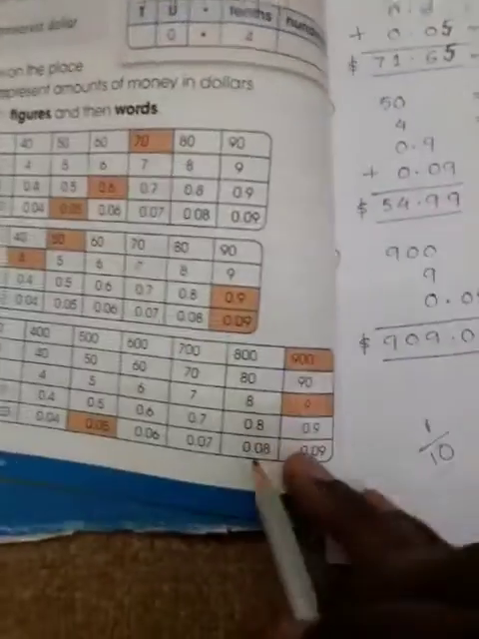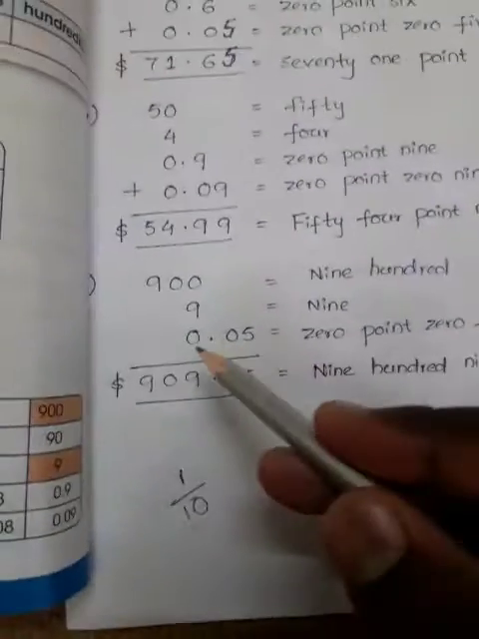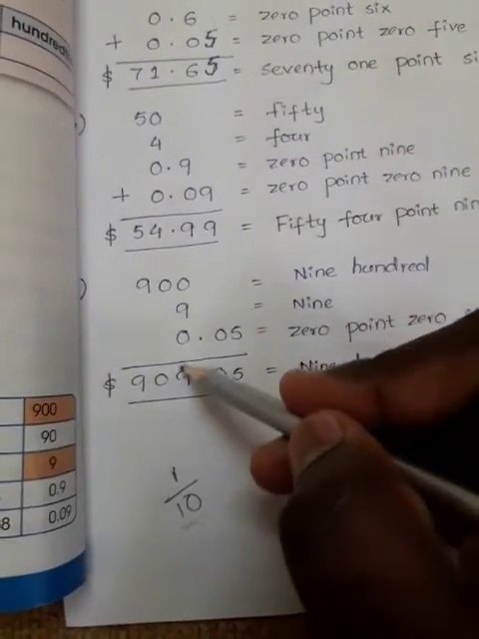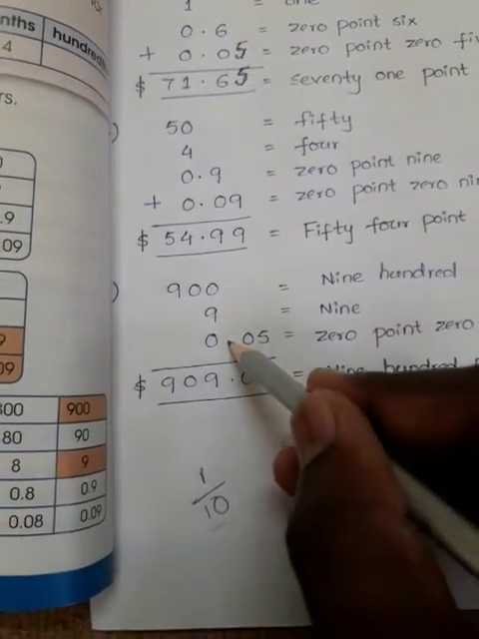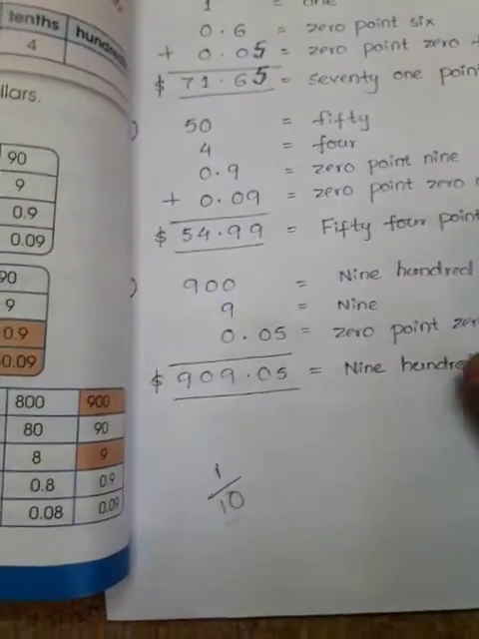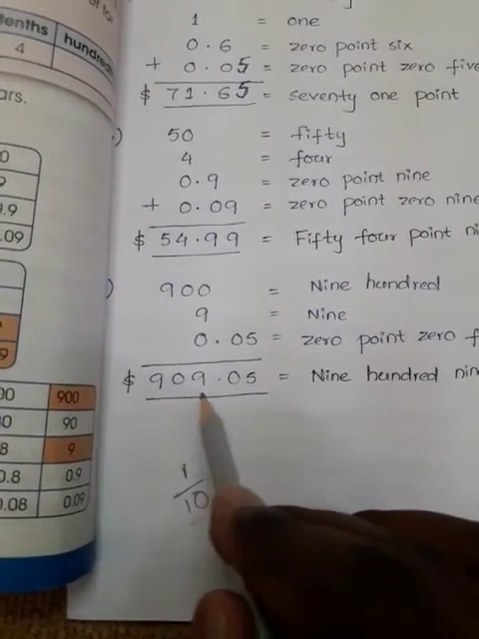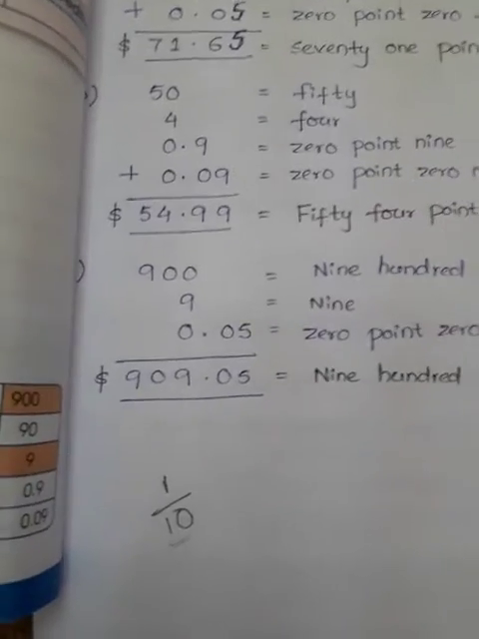Now the last one is what? This is 900. So write 900. Then next is 9. So 9 should be in the ones place. Next is 0.05, so I write 0.05. So here is the 5 and 0, then here is the 9, then 0, then here is 9. So remember, always the decimal number should not match with the ones place, because this is less than 1. So how do you pronounce it now? $909.05. If you want to separate dollars and cents, how do you pronounce it?